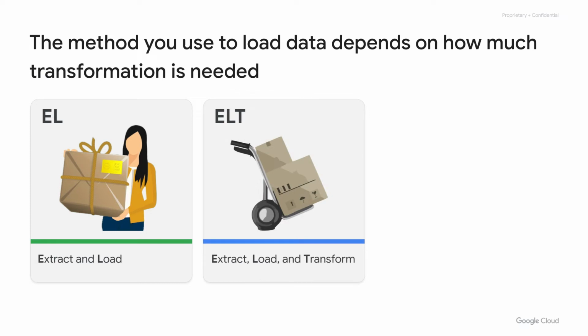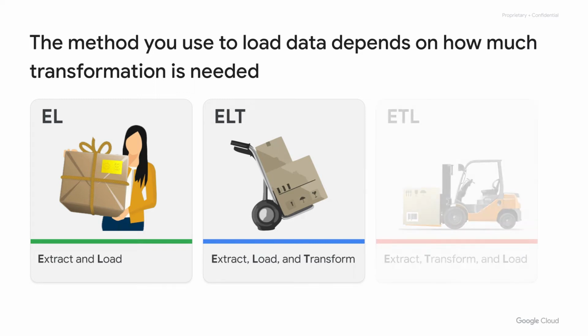ELT, or extract, load and transform, allows raw data to be loaded directly into the target and transformed whenever it is needed. For example, you might provide access to the raw data through a view that determines whether the user wants all transactions or only reconciled ones.